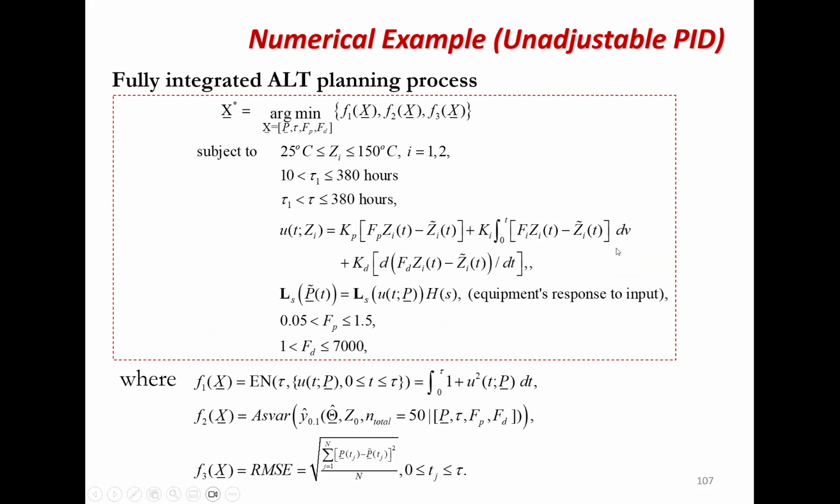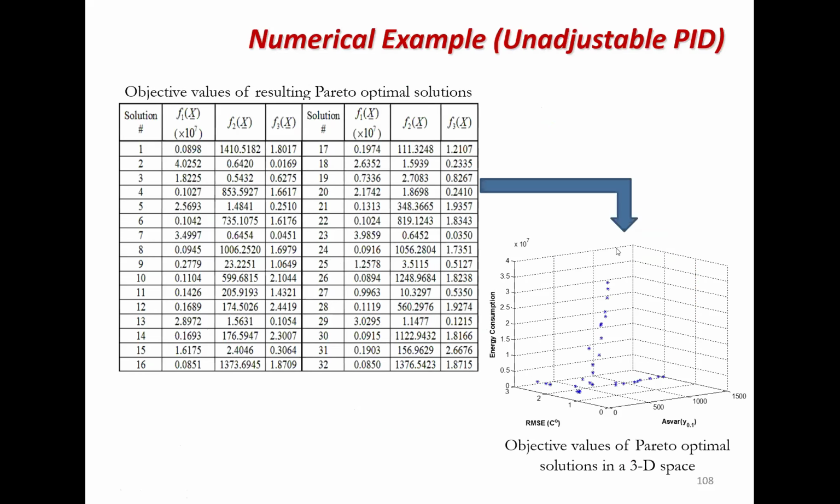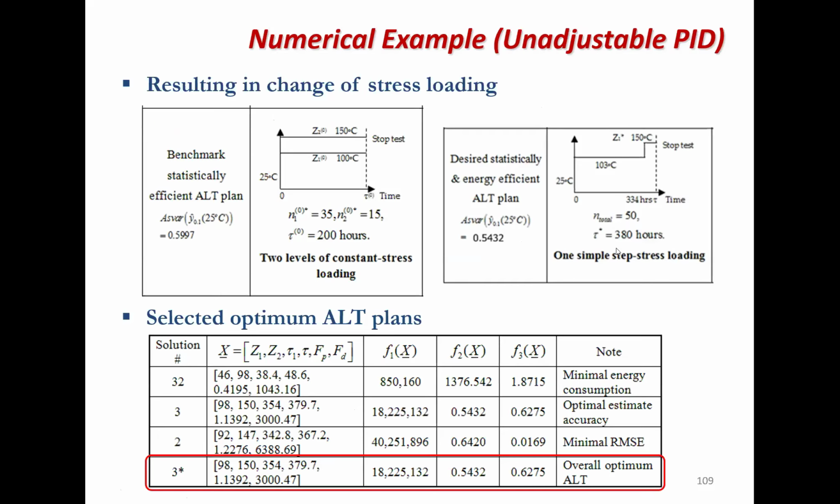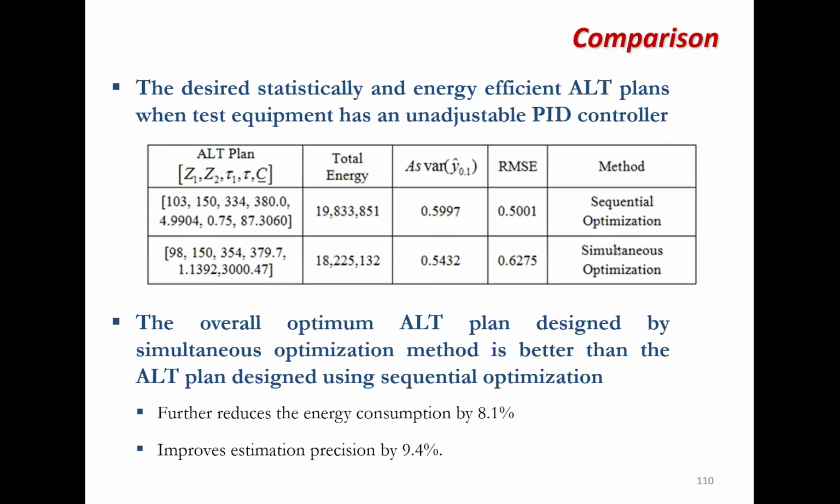And also for the unadjustable PID controller, we do the same thing. You can imagine we should be able to get a similar answer. And of course, the simultaneous optimization method achieves better total energy consumption and better reliability estimate precision. The root mean square for the stress profile is a little bit higher, but it's not a big difference. I think we can live with that.